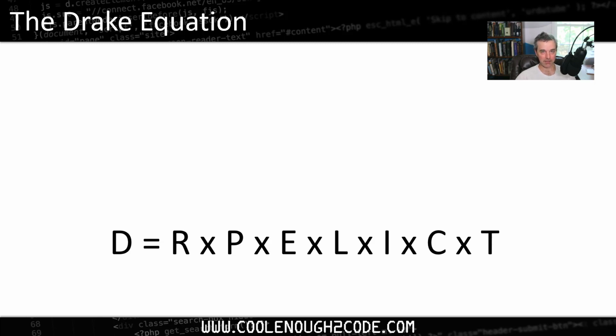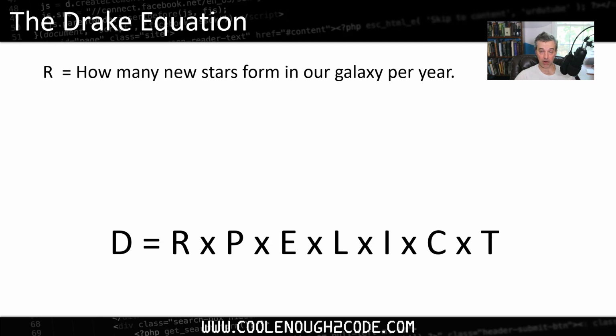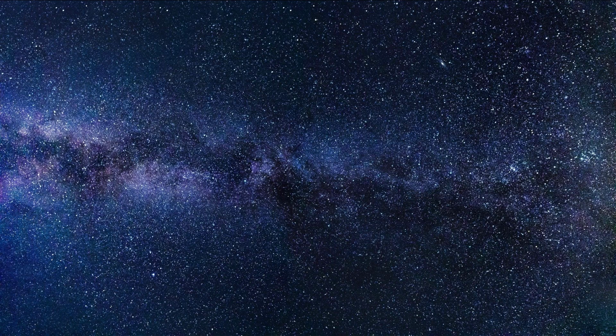It's just getting people to think about what might be out there that we are currently trying to discover by way of telescopes, ground-based and space-based telescopes. So let's go into the values and look at what these might be. So the value for R is the number of stars that form in our galaxy each year. Based on observational science, we are able to determine this to be between 1 and 3, and that's a safe assumption. So you can put in 1, 2, or 3 for this value.